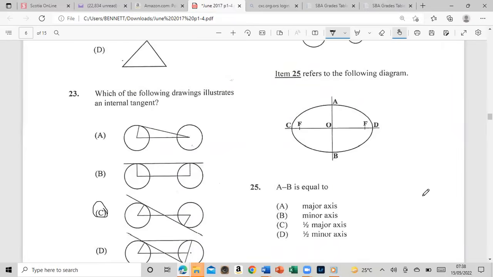All right. Item 25 refers to the following diagram. AB is equal to, is it a major axis, minor axis, half major axis, or half minor axis? And that is a minor axis. All right, let's move on to 26.